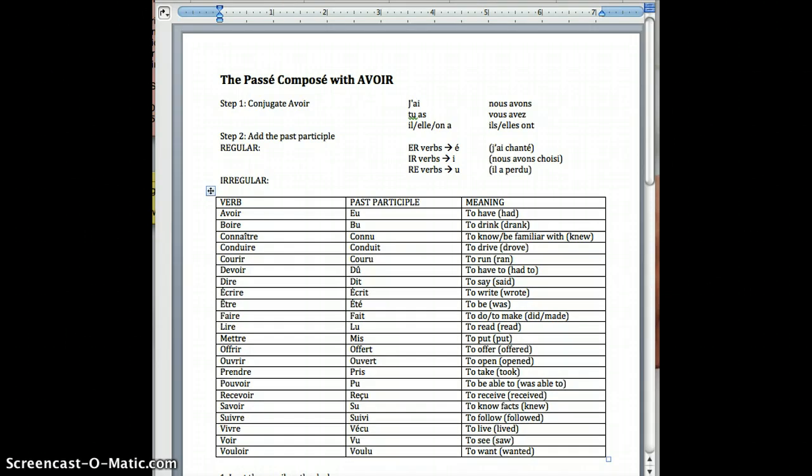So the first thing you need to do is remember how to conjugate avoir. So you have j'ai, tu as, il a, nous avons, vous avez, and ils ont. The next thing you need to do is add your past participle.